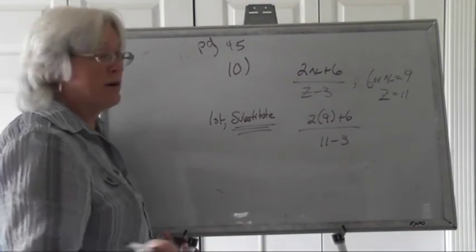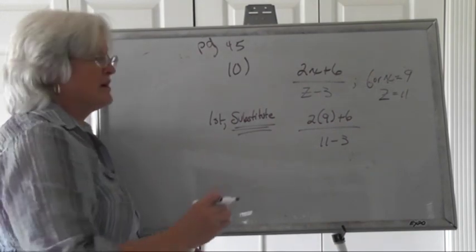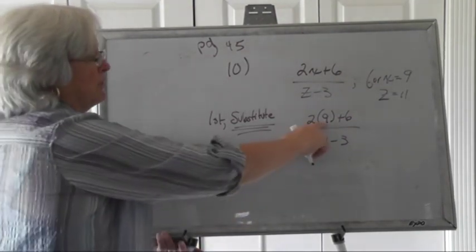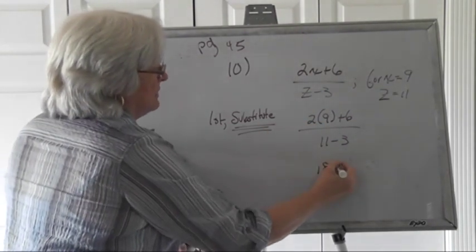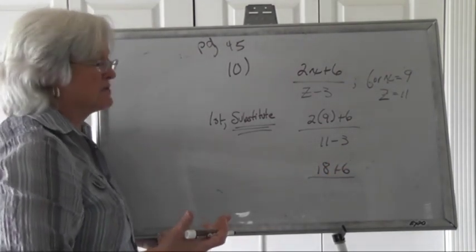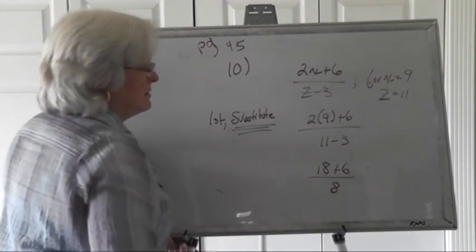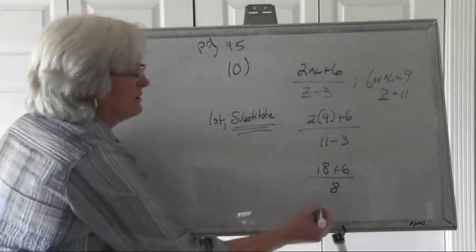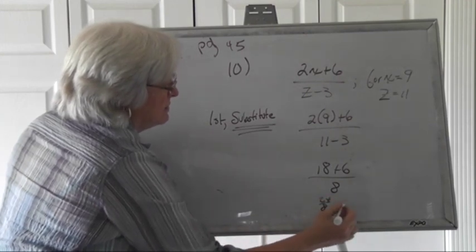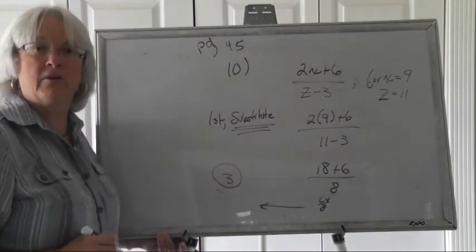Now it doesn't look quite so scary anymore because we got rid of the letters. Now we use our order of operations, which says do everything in the numerator, everything in the denominator. We have multiplication. 2 times 9 is 18, plus 6, divided by 11 minus 3. We can go ahead and do this now if we want to. 11 minus 3 is 8. 18 plus 6 over 8. 18 plus 6 is 24. Divided by 8. And I ran out of room. What's our value? Our value is 3.